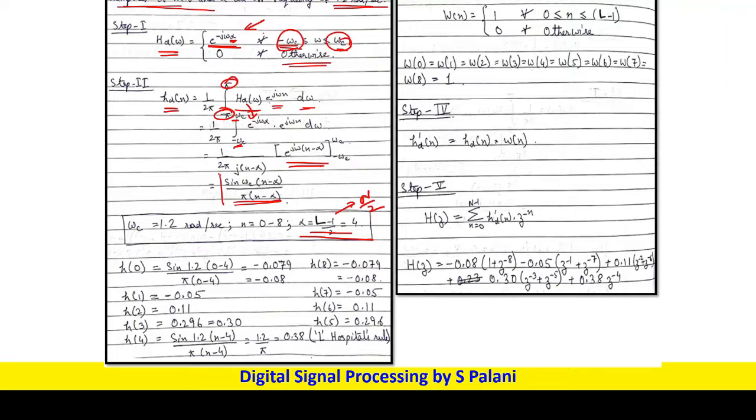Now we have got this equation. Over here we have omega c, which has already been given. N we know we have to vary. Alpha we have calculated as 4. So we will be putting in the values of omega c and alpha, and we will be calculating it.